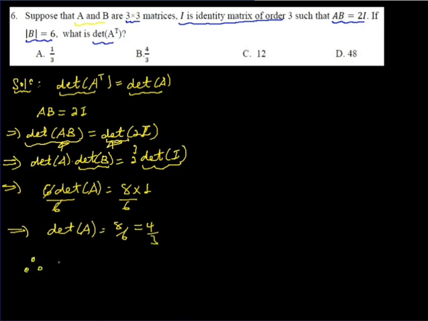Therefore, since the determinant of A and A transpose are the same, the determinant of A transpose is 4 over 3, which is the same as the determinant of A. So this is the required answer. Our answer will be B.